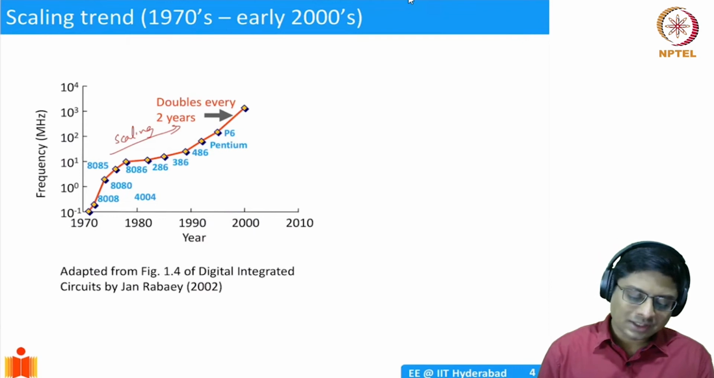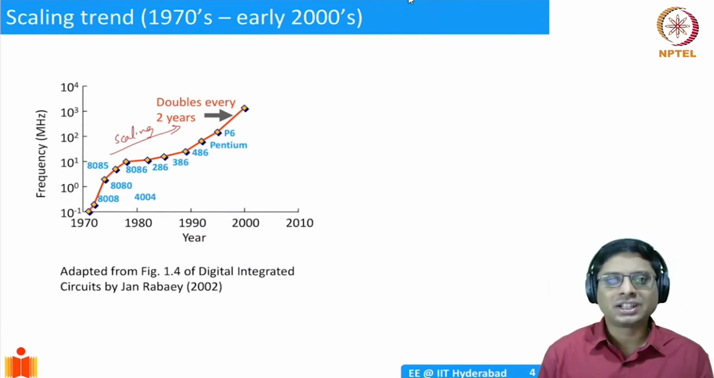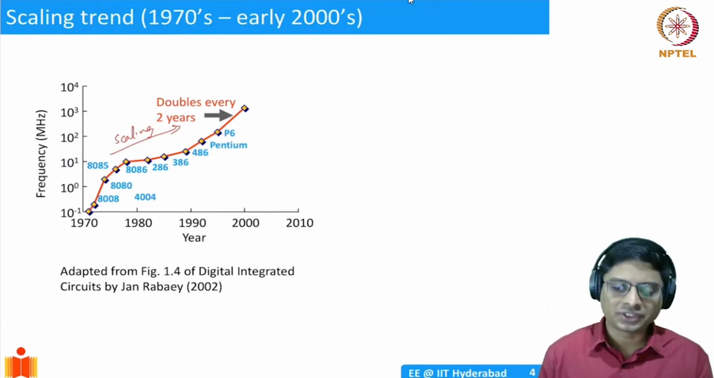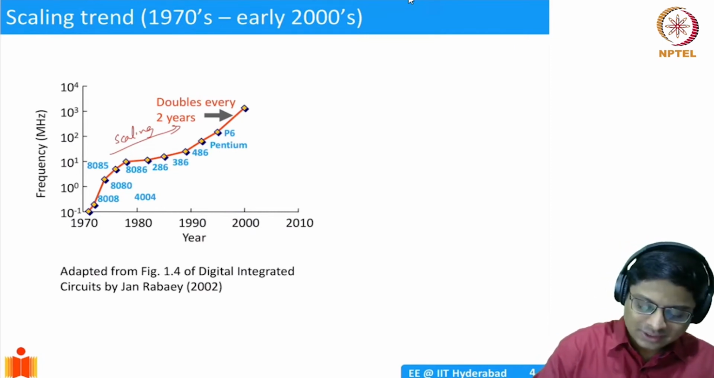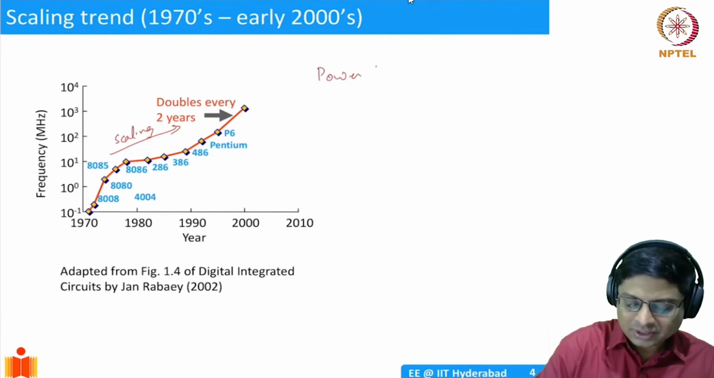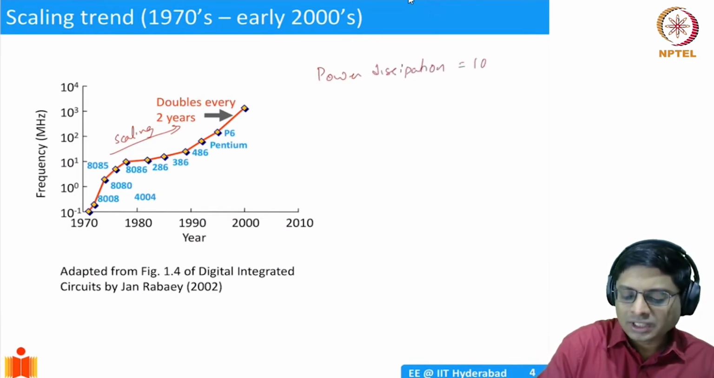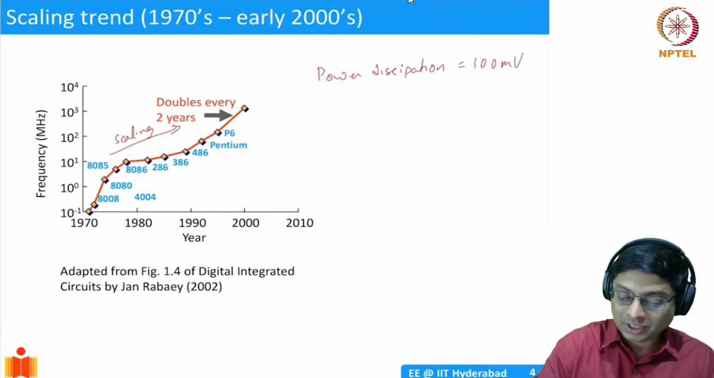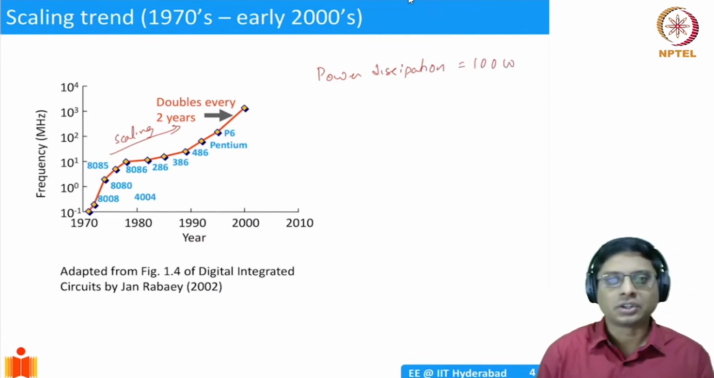When you are actually designing a processor, one of the most important features is power dissipation. Let's say we can accept about 100 watts of power dissipation in your chip.